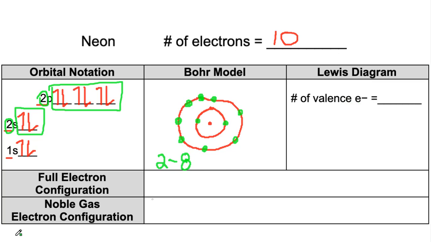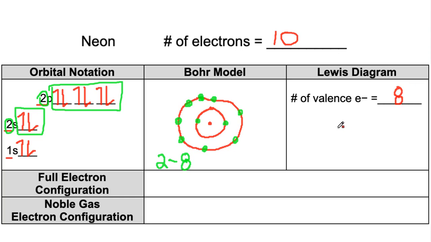Okay, for valence electrons, the valence electrons are electrons found on the outermost layer of an atom. And valence electrons are in the outermost S and P sublevels. So the outermost S and P is the 2s and 2p, and there's a total of 8 electrons in the outermost S and P. Okay, so there's 8 valence electrons.